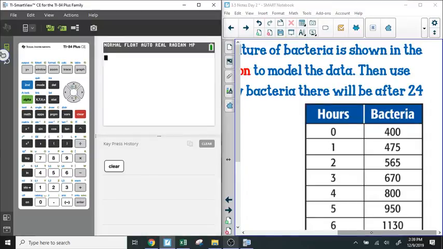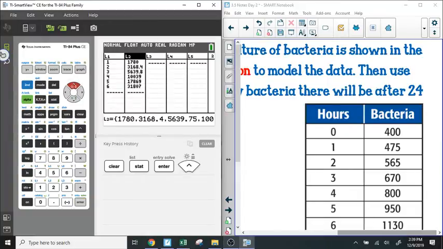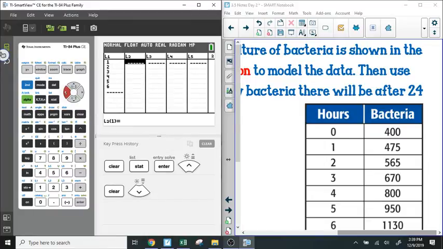To enter data, we go to Stat and pick option 1, Edit. I have numbers in here, so I'm going to go ahead and clear those out. I highlight the title, hit Clear, go down, go up, highlight the title, hit Clear, go down, and then I can fill in my numbers here.